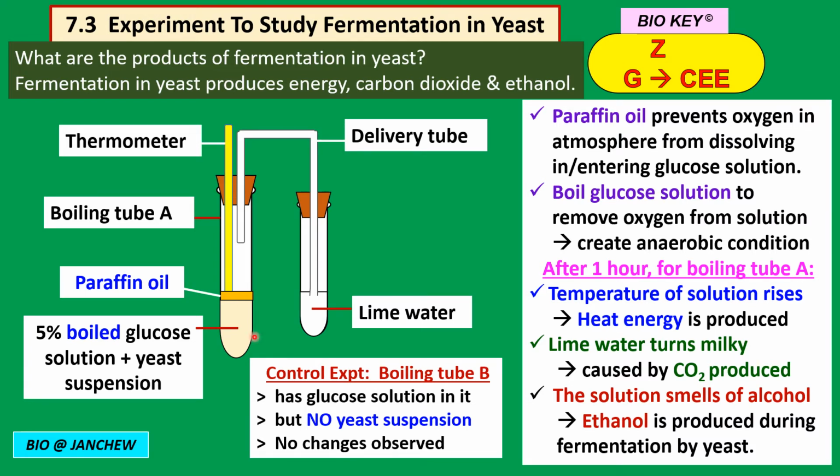Okay, now how about boiling tube B, which is the control? Without the yeast inside, do you think there's any fermentation? There's no fermentation, right? So there'll be no changes observed. Okay, no changes. The temperature of the solution, boiled glucose solution in B will remain the same. At the end of the experiment, it's still the same like the initial temperature, and then the lime water will not turn milky. Neither will there be any alcohol smell in boiling tube B. Okay?